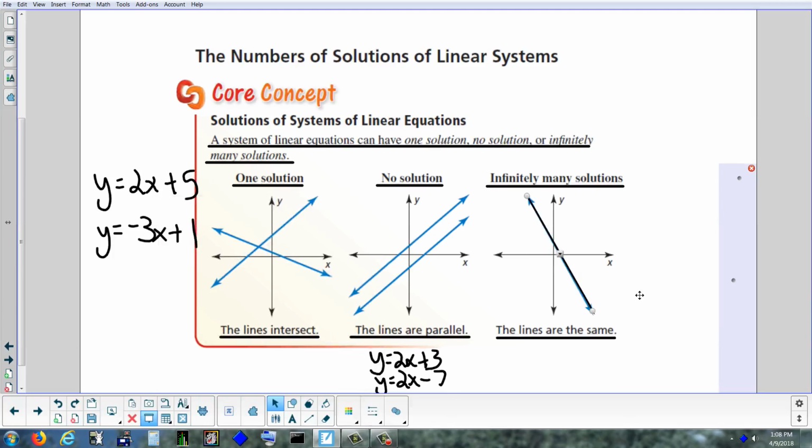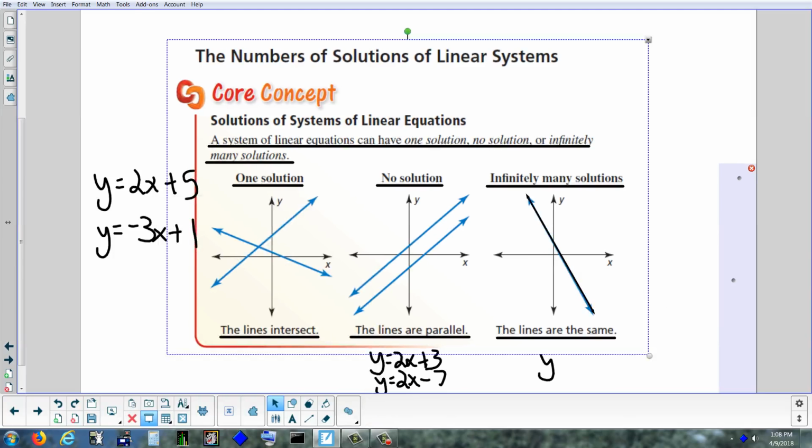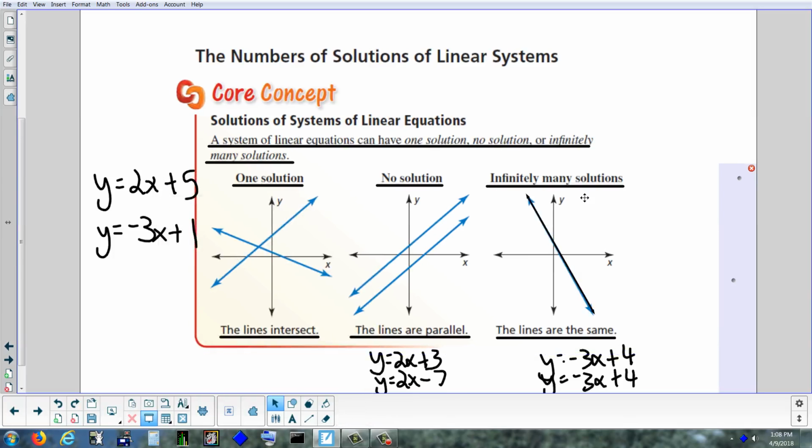So you might have y equals negative 3x plus 4. Y equals negative 3x plus 4. Exact same slope, exact same y-intercept. That means there'll be infinitely many. That makes sense? So again, this is if I'm dealing with graphing.